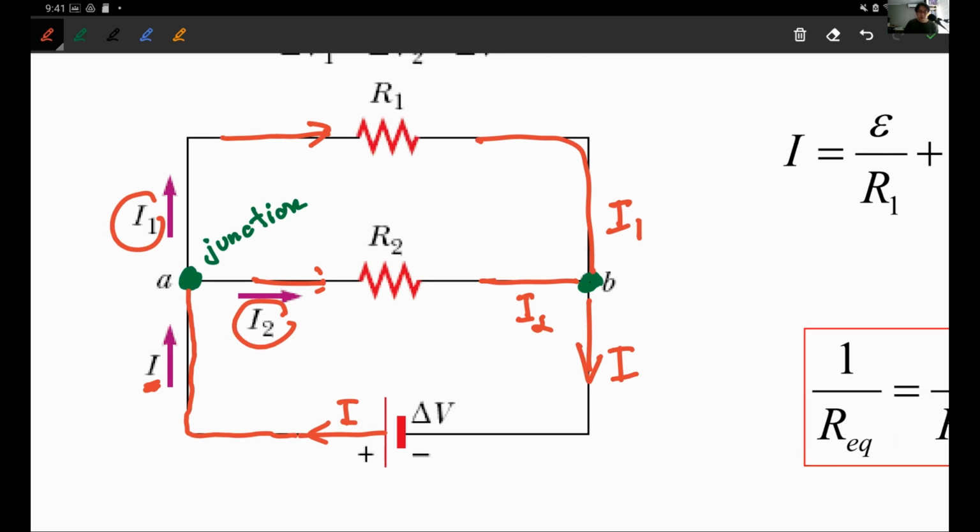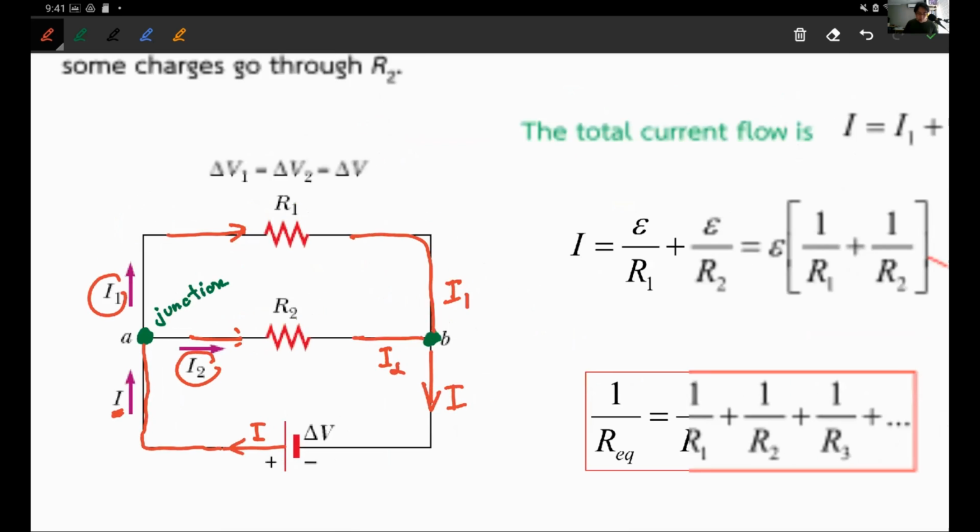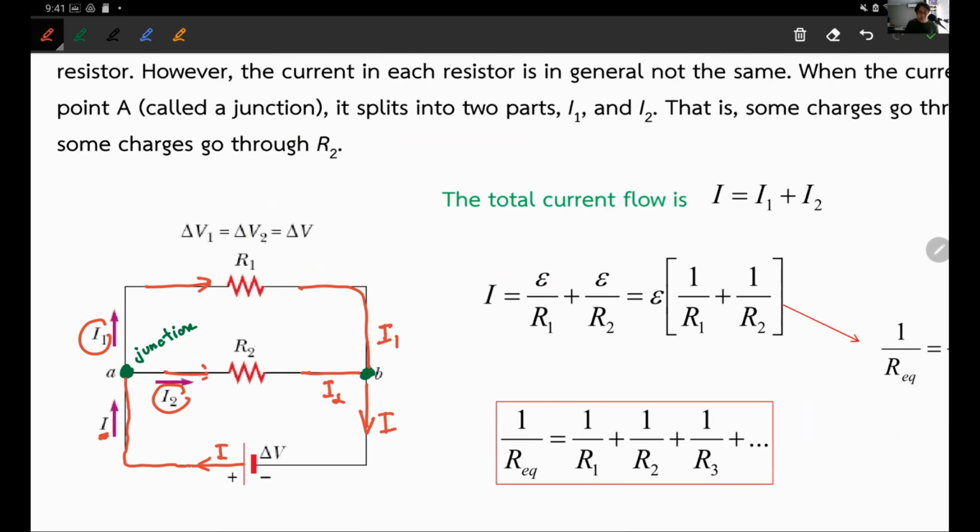Now, what I can ask is this. What is the potential across R1? Well, that's not bad. If you want the potential across, it's going to be I1 R1. What is the potential across R2? Well, it's going to be I2 R2. Because calculation of potential is simply the product between the current and the resistance.